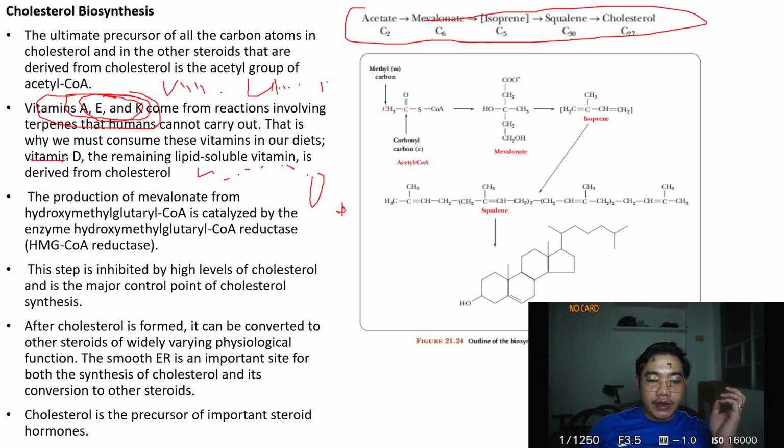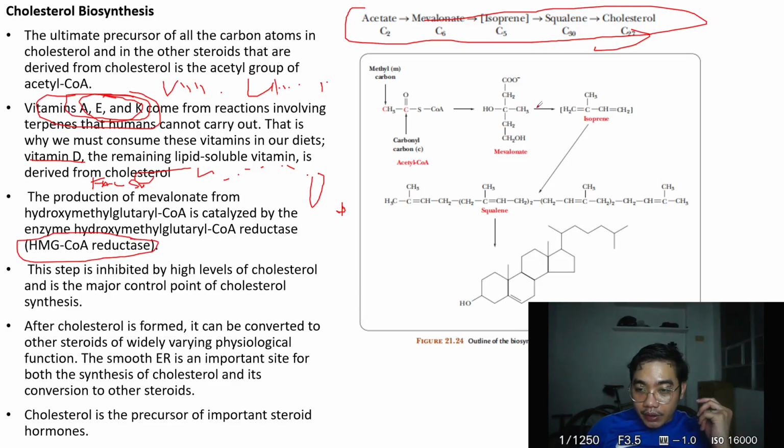There's also vitamin D, which is a false vitamin. Why is it called a false vitamin? Because our body can create vitamin D. That's what you call cholecalciferol, and it's made from cholesterol. So in the production of cholesterol, there is one enzyme, HMG-CoA reductase.